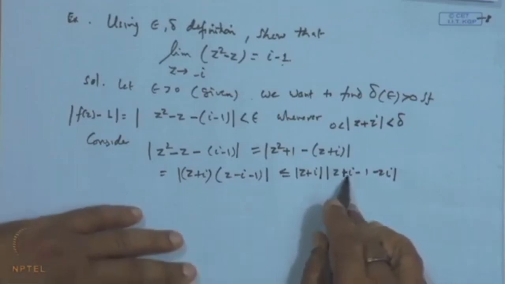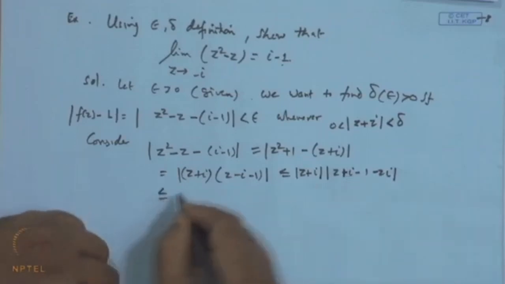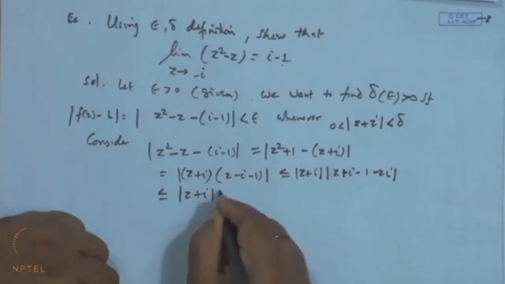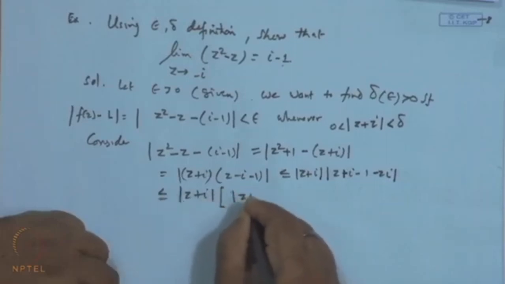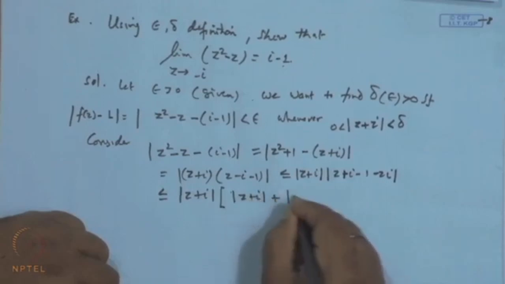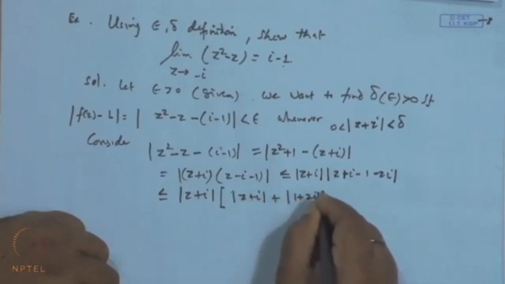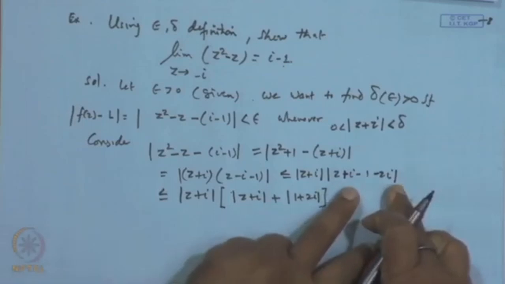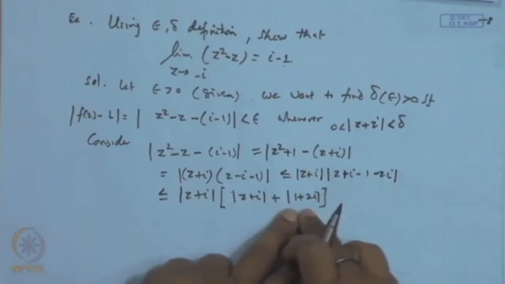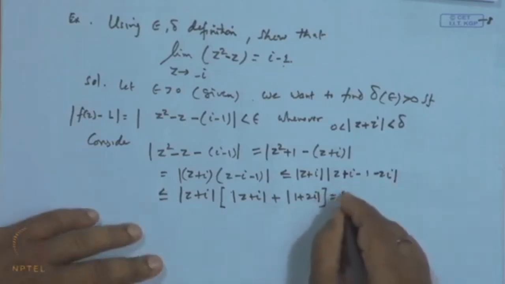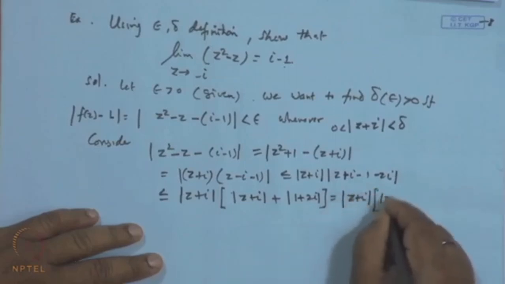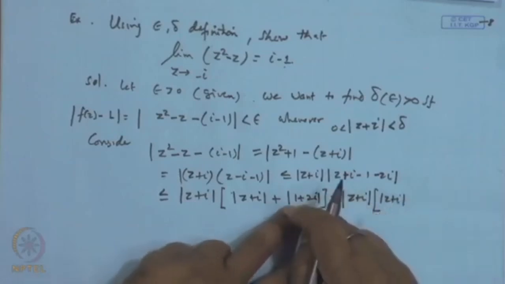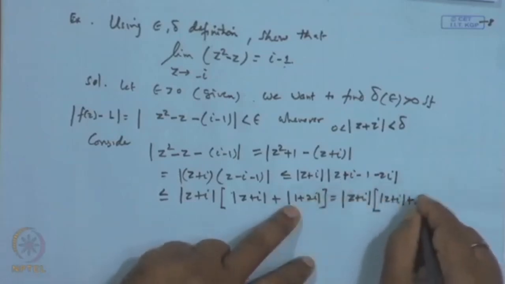Now, this mod z plus i into mod of z plus i minus 2i is again less than or equal to mod z plus i and plus mod 1 plus 2i. Just apply mod of z1 plus z2 is less than or equal to mod z1 plus mod z2. Now, this is equal to mod z plus i, and then within the bracket mod z plus i plus mod of 1 plus 2i, and what is this? Square root of 5.